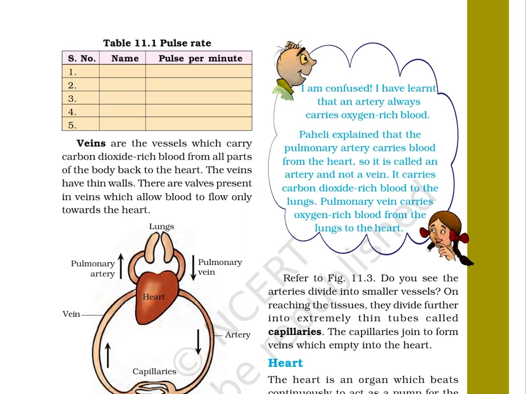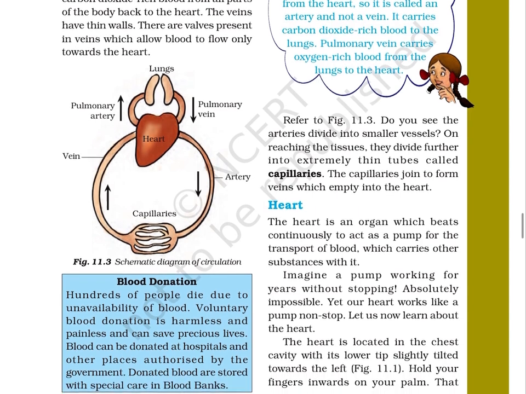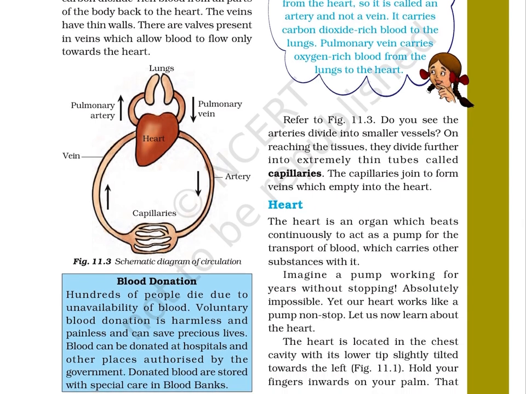Refer to figure 11.3. Can you observe arteries divided into smaller vessels? On reaching the tissues, they divide further into extremely thin tubes called capillaries. The capillaries join to form veins which empty into the heart. Figure 11.3. Schematic diagram of circulation.